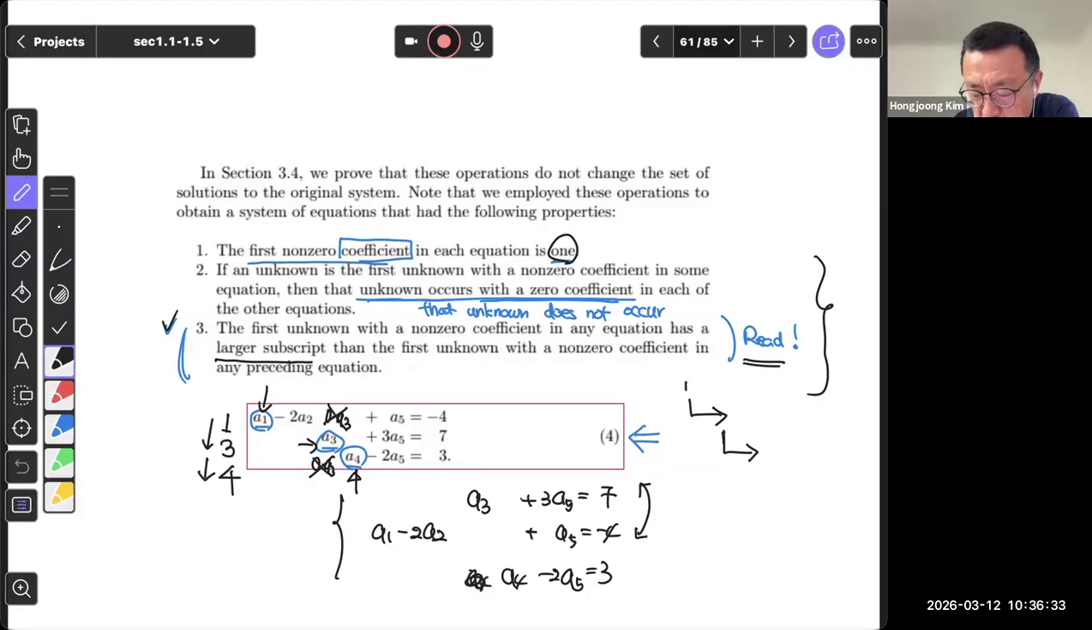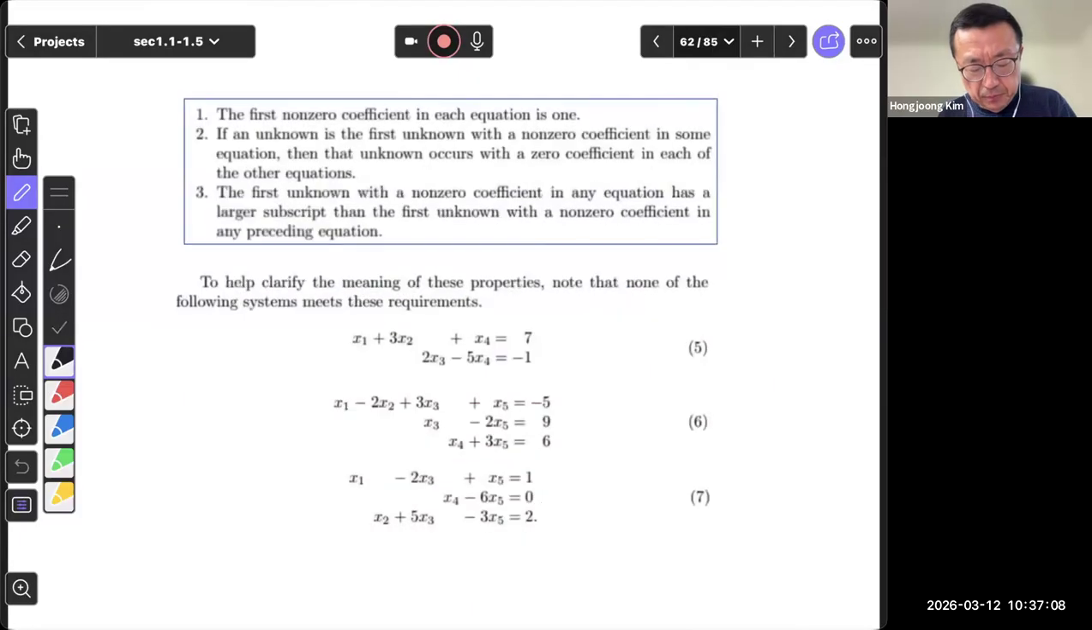In the first equation, the first unknown, A1, was the pivot. In the second equation, the third unknown, A3, is the pivot. In the third equation, A4, the fourth unknown, is the pivot. If you had more equations, the same pattern should be repeated. As you go down, the pivots must be shifted to the right. That's the shape we want to derive in our simplified version of the system of equations.